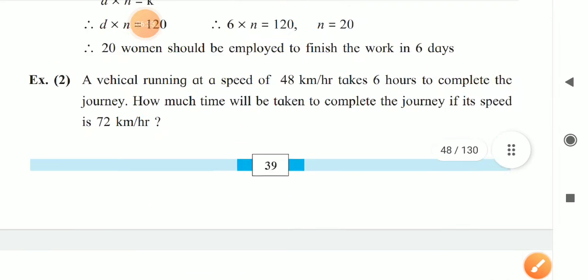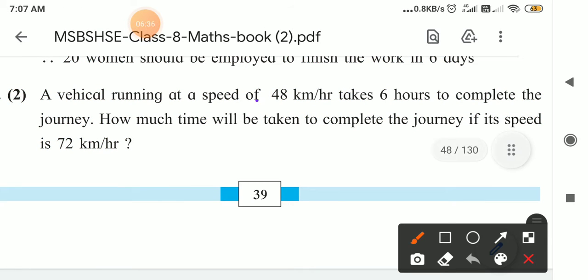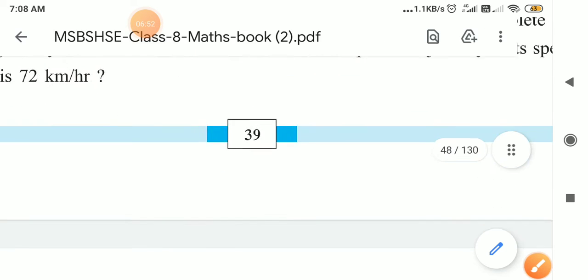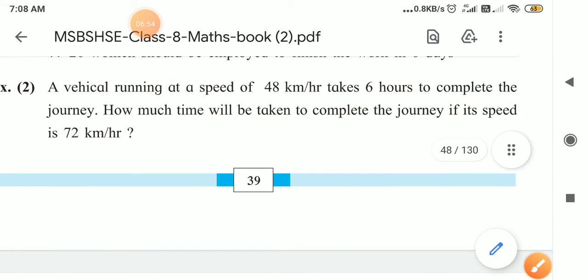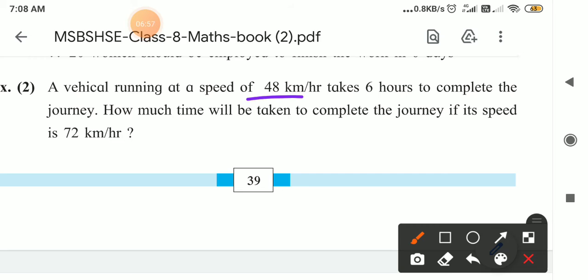Okay, now a vehicle running at a speed of 48 km per hour takes 6 hours to complete the journey. How much time will it take to complete the journey with a speed of 72 km per hour? Just write down, first of all, speed is equal to 48, time is equal to 6, and if speed is equal to 72, we have to find its time.